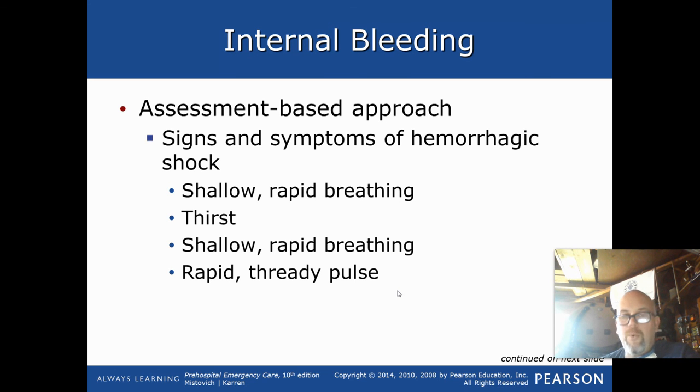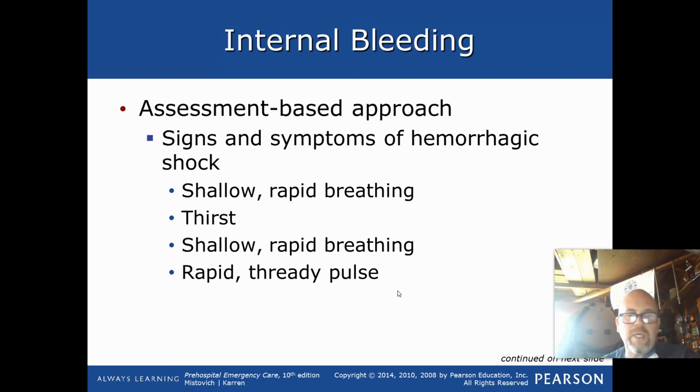Signs of hemorrhagic shock, this is bleeding again: shallow, rapid breathing, thirst. We got shallow, rapid breathing twice. I don't know why that's there twice. I'll fix that. And rapid, thready pulse.